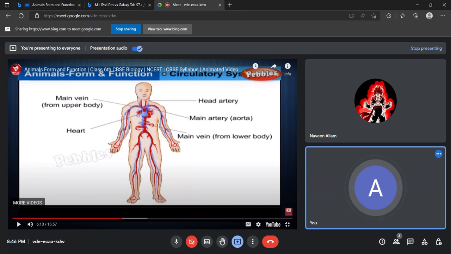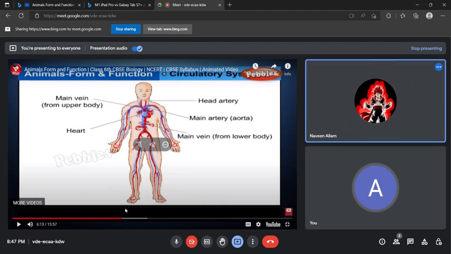Are we clear about this? For now, just see it as an overview. What are the organs that are present? What is the general function? Are we clear about this? Yep. Okay.